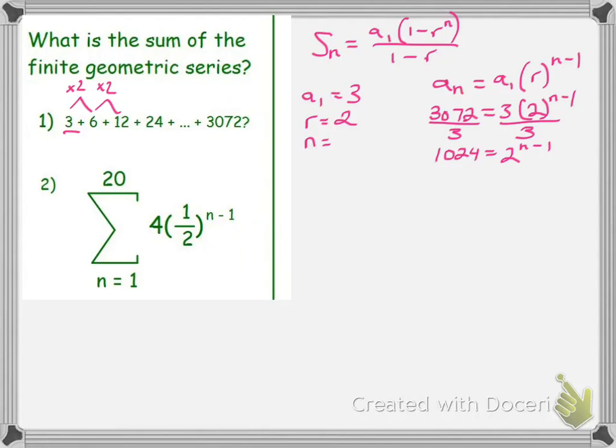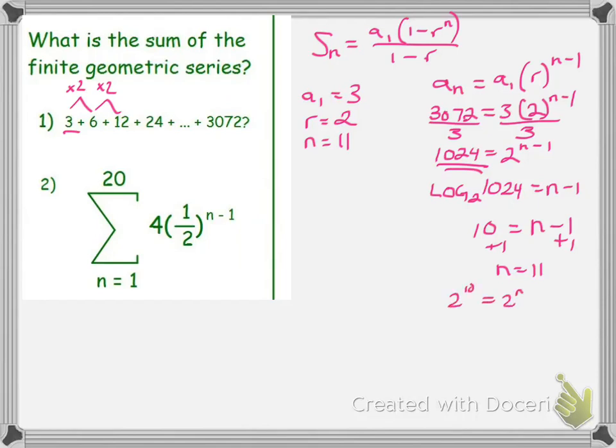Okay, now it's in exponential form. You can solve it two ways. You can put it in log form. It's log base 2 of 1024 is equal to n minus 1. Log base 2 of 1024 becomes 10. And then solve for n, add 1, n is equal to 11. You could also get this 1024 as a power with base 2. It would be 2 to the 10th. You have 2 to the n minus 1. Now the exponents would be equal to each other, and you still end up with the same thing from there.